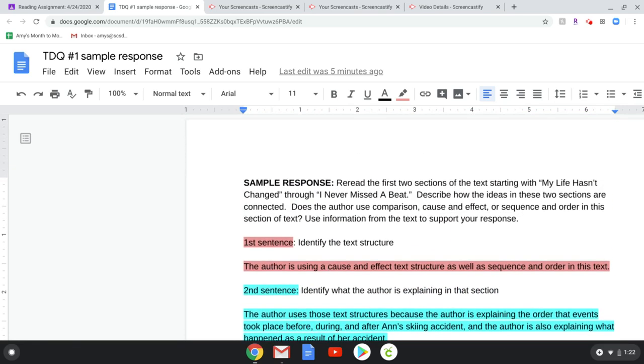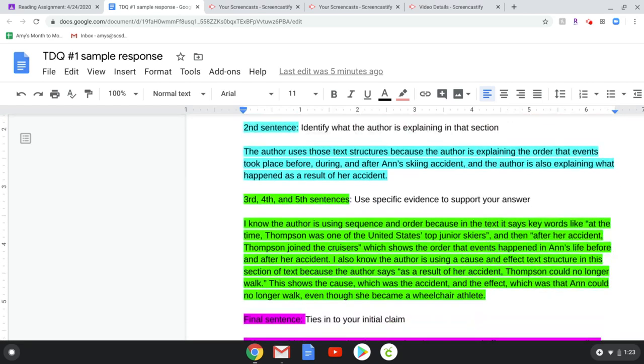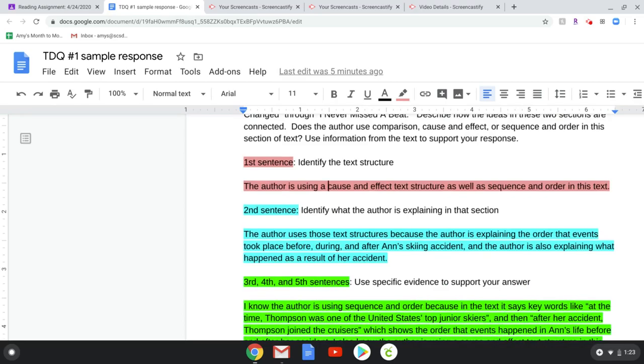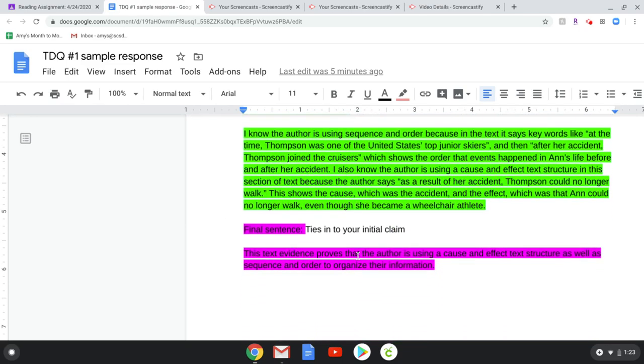So that's a sample response. I'm going to put this in Google Classroom so you can look at it. But all of your responses should be around 4 to 6 sentences by the time that you have your identification of the text structure, talk about what the author is specifically referring to, and then use your evidence and then a wrap-up sentence, your final sentence that ties into your initial claim.